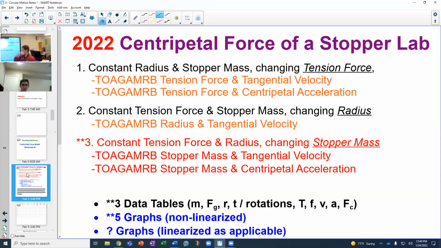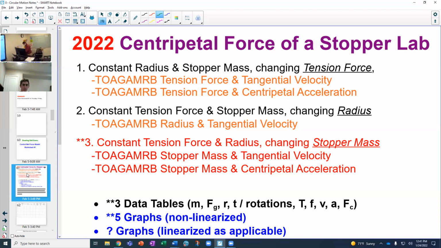Tangential velocity and centripetal acceleration, you're going to have to calculate using the equations we've learned. So centripetal acceleration, v squared over r. You'll measure the r and you'll determine v. You can determine v by thinking about what's the circumference, what's the period, right? Circumference divided by period gives you tangential velocity. Okay, so that's how you'll do the first mini lab.